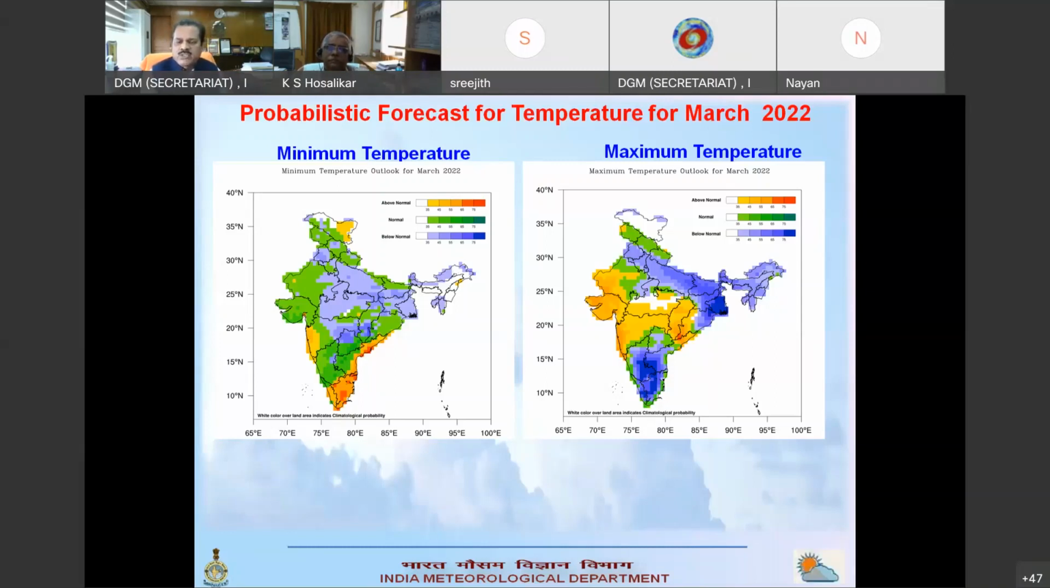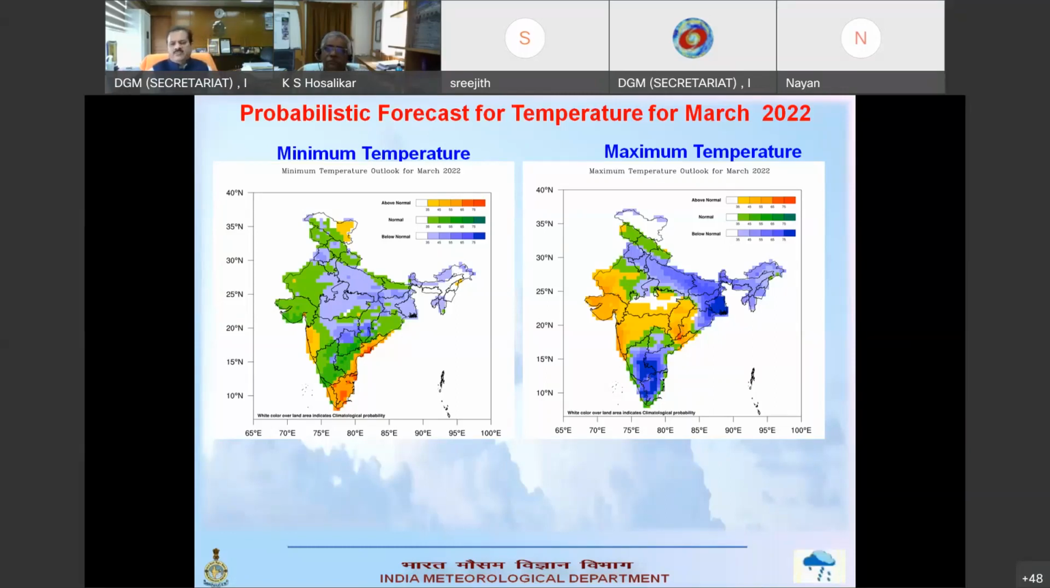On the other hand, if I just look at the maximum temperature forecast for the month of March, it indicates that we can expect above normal maximum temperature in the month of March across the central part of the country and adjoining northern peninsula, starting with Odisha to Maharashtra and Gujarat, southern parts of Madhya Pradesh, and southern parts of Rajasthan.